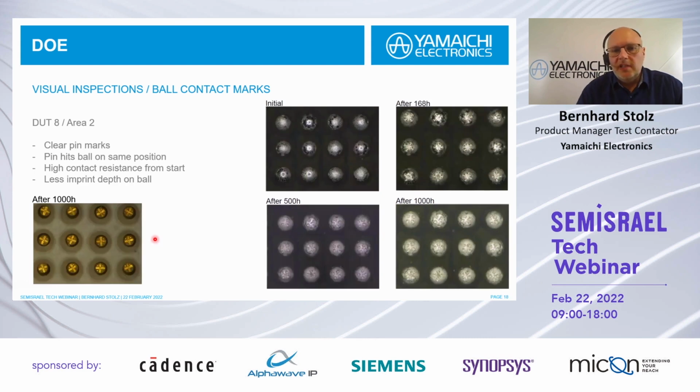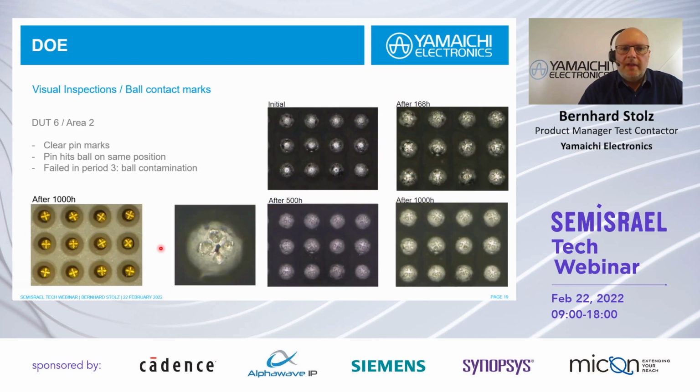Number 8, this was the problem, the issue, I would say. Also initially, there is no imprint. After 168 hours, there are imprints like before. After 500 hours, deeper imprints, and after 1,000 hours, also imprints. It seems that the depth of the ball marks is not as deep as before. What we could also see on the pin itself is slightly more contamination. So this could happen because the ball grain, the composition of the balls itself, is maybe slightly different from the other dots we had before.